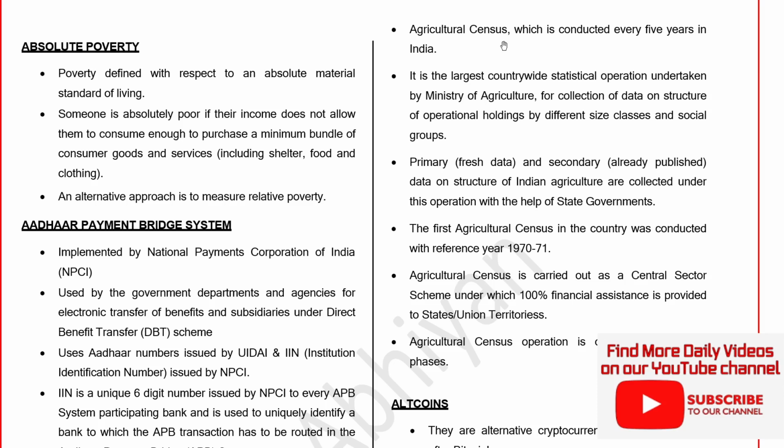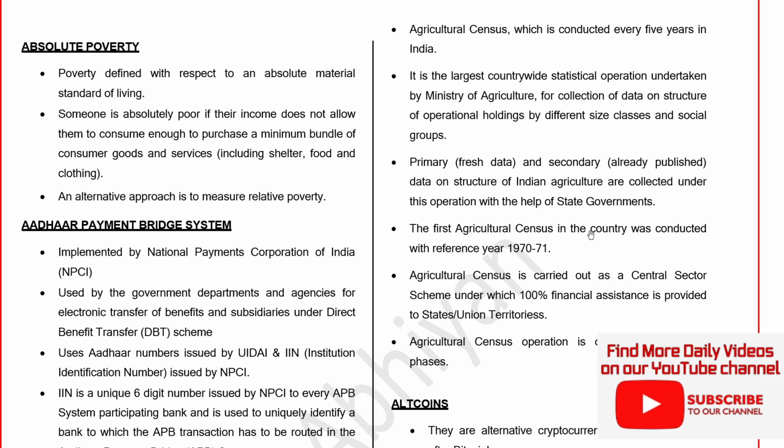So, one might get confused, like when it is census, it could be by any census board, okay, for collection of data on structure of operational holdings by different size classes and social groups. Primary fresh data and secondary already published data on the structure of Indian agriculture are collected under this operation with the help of state governments.